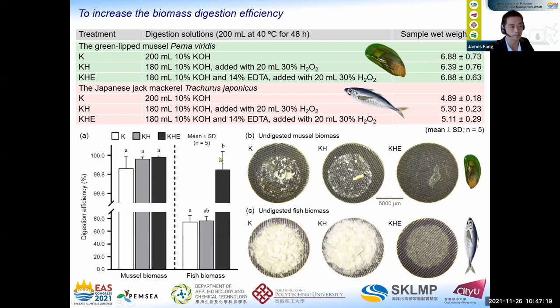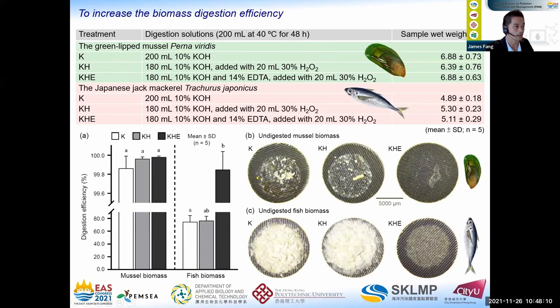Now we look at the photo of the filter membrane, showing you the amount of biological residual after each digestion treatment. For mussel, in treatment K and treatment KH, the conventional digestion methods, there was still a lot of biomass remaining on the filter membrane. They are very lightweight, and therefore, they cannot be really represented by this data using dry weight, because they're light, but they cover a large area on this filter membrane.